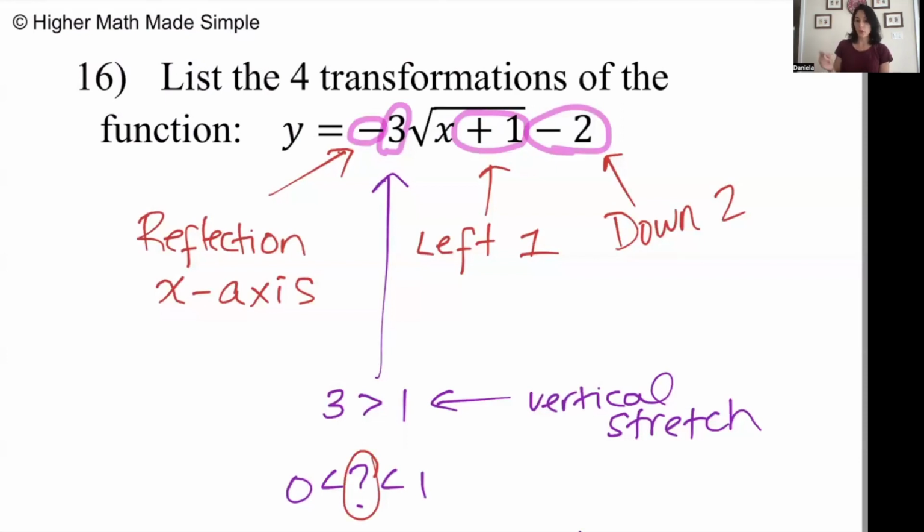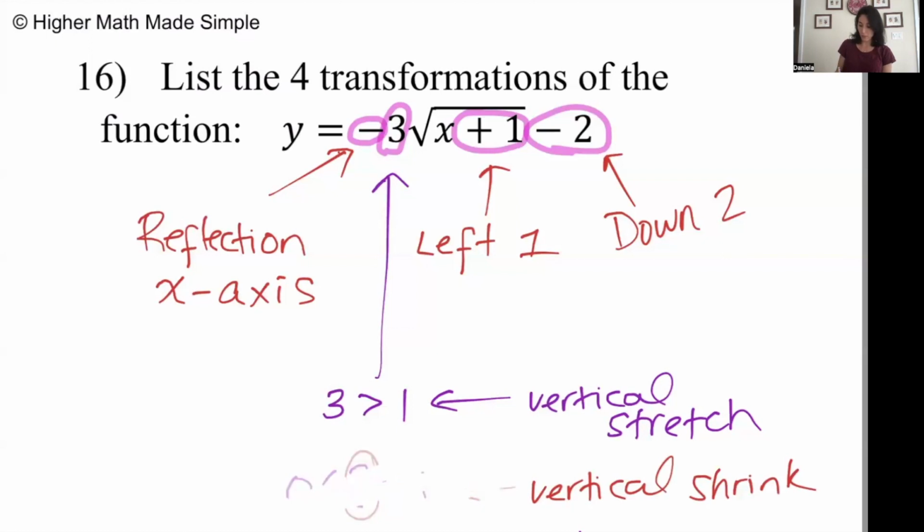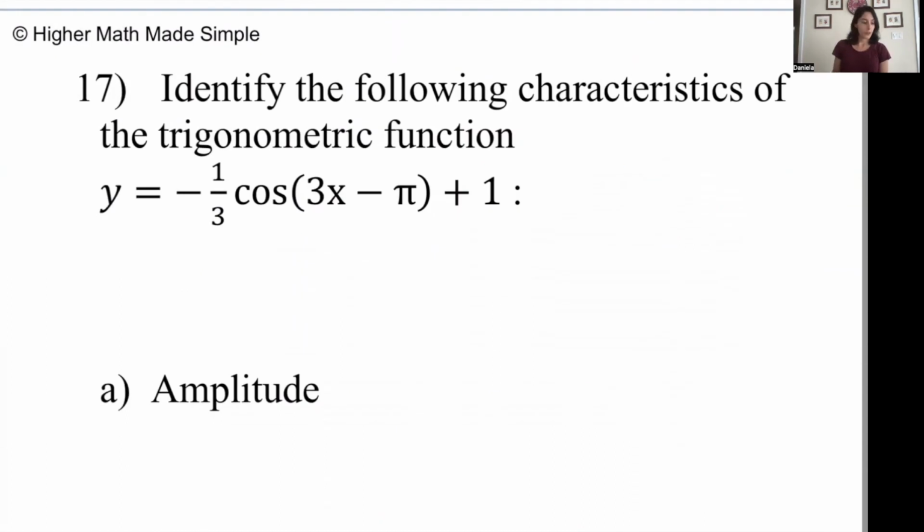stretch or shrink. So if that was true, then this would have been a vertical shrink. So vertically, I would have smushed it like a pancake, right? So it would have gotten fatter. But again, since that outside number is bigger than 1, it would have been a vertical stretch. So in trig functions, there's amplitude, period, phase shift, vertical shift.